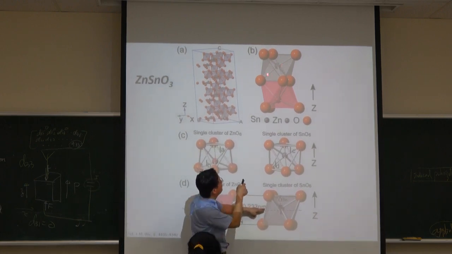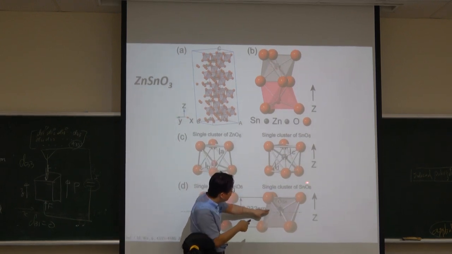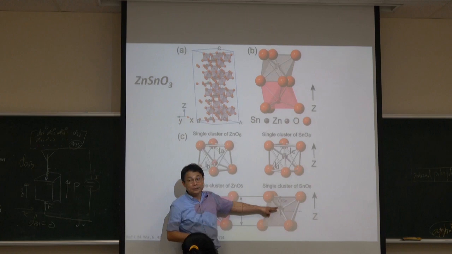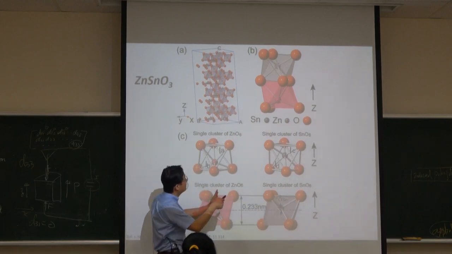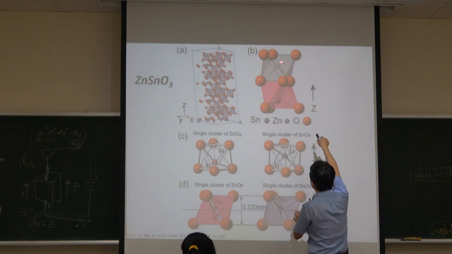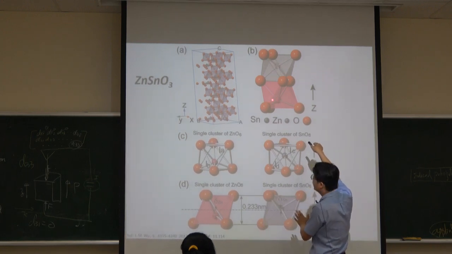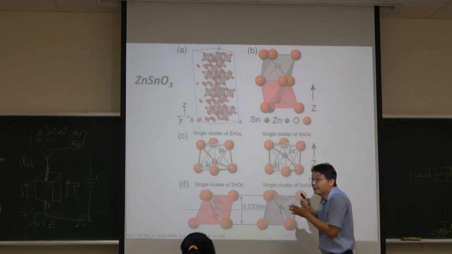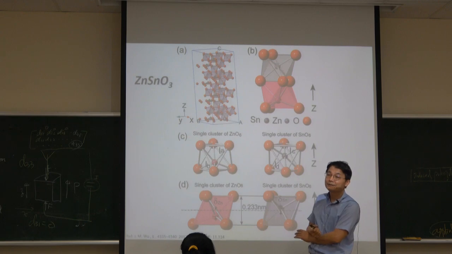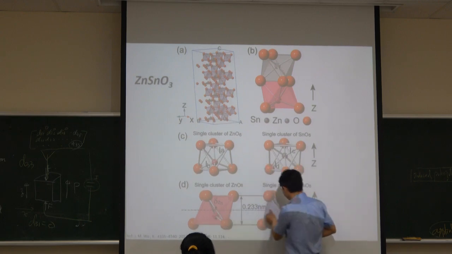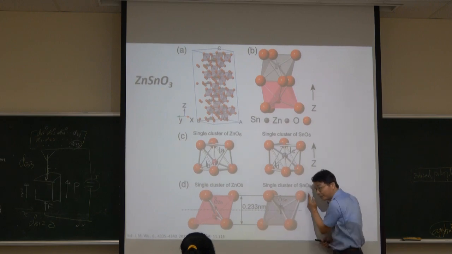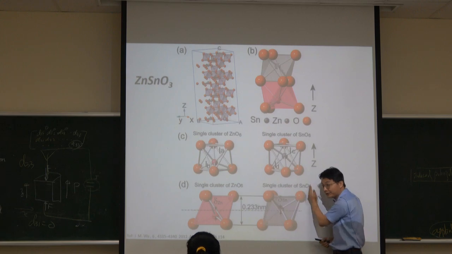If you look at the top side, another unit cell has SnO6. Here is a tin ion. The tin ion has an upper deviation, right? So they align together. Here is a tin, here is a zinc. Both align in the Z direction, so they have a net polarization, because this distance and this distance are different. So they have the net polarization aligned in this direction.